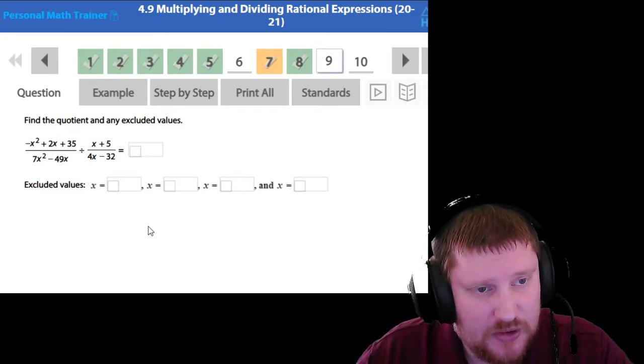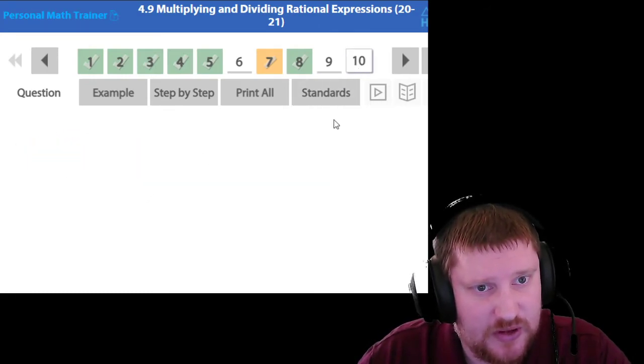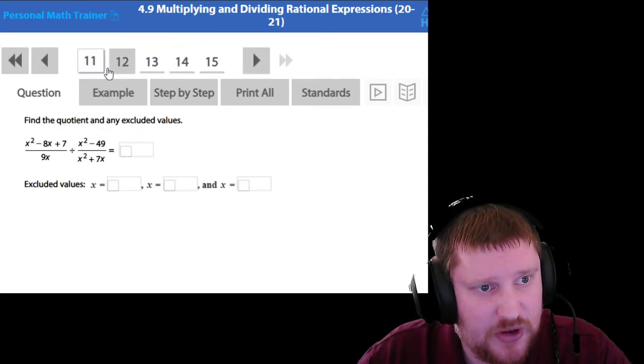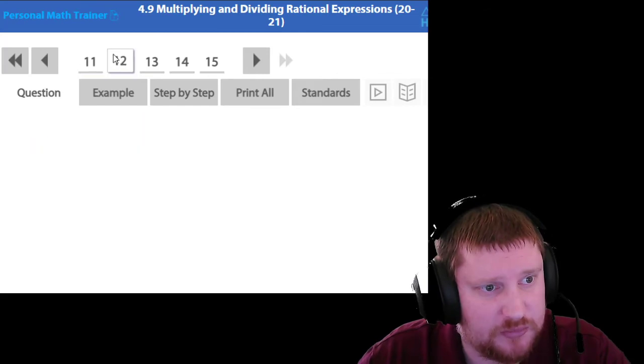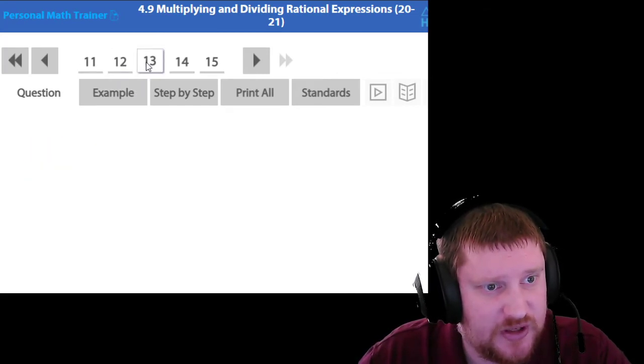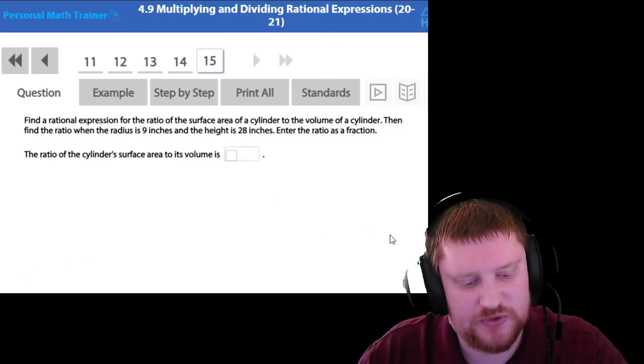Basically the exact same problem. I'll skip it, let you guys do that one on your own. Again, basically the exact same problem, no twists on any of those, and then you've got your three standard word problems.